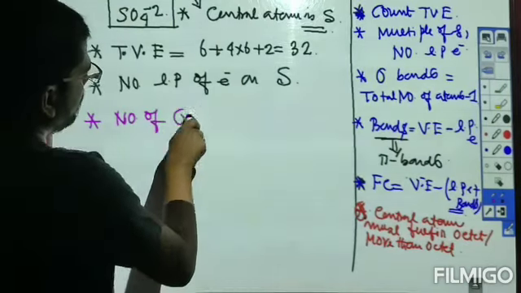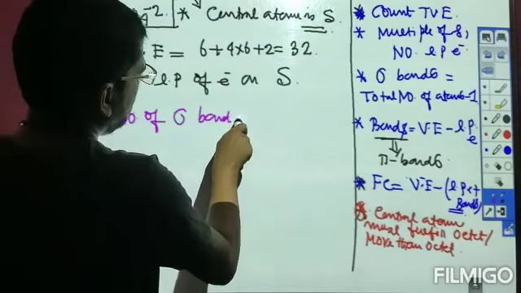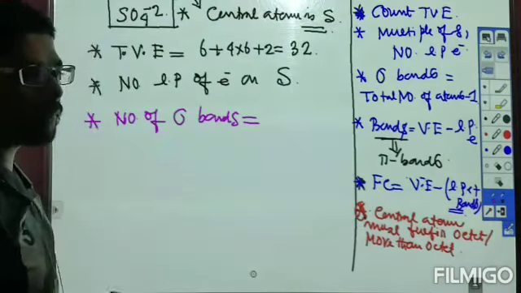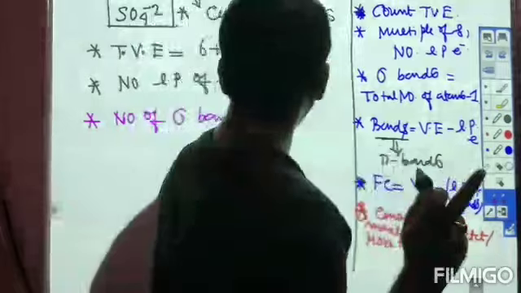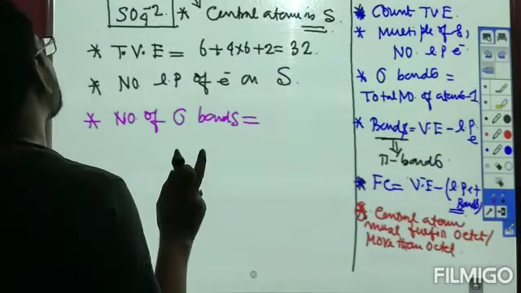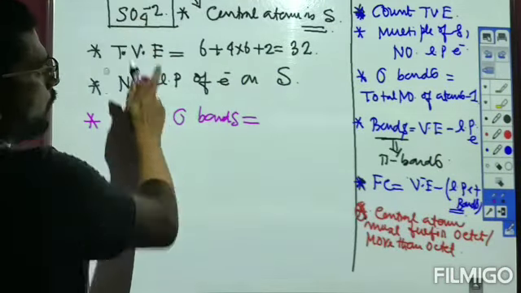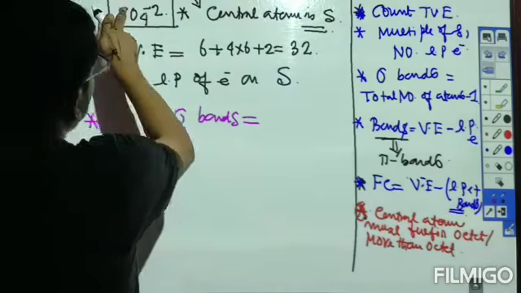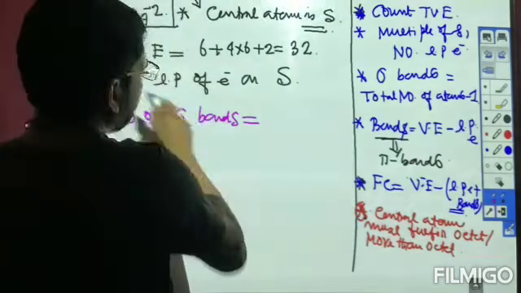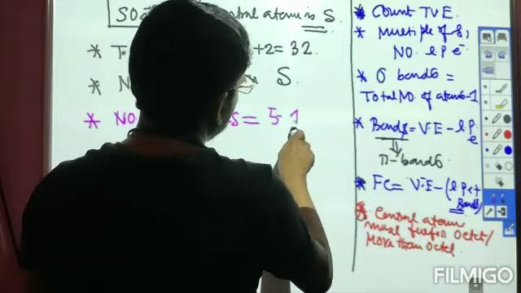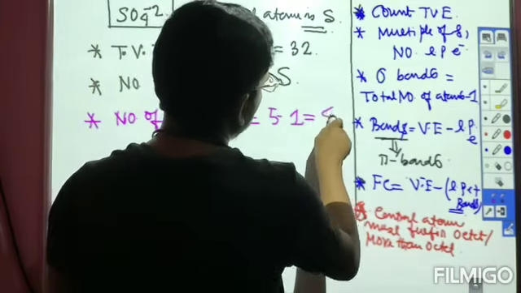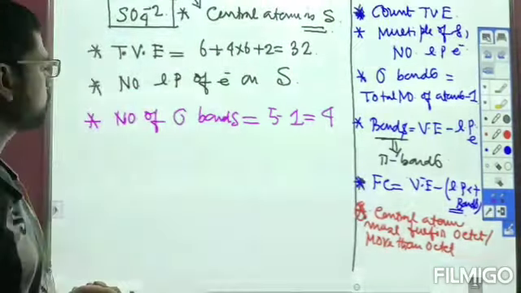What is the formula for number of sigma bonds? The formula for number of sigma bonds is total number of atoms minus 1. Total here is 4 and 1, that is 5. So 5 minus 1, that will give rise to 4. So 4 sigma bonds are there.